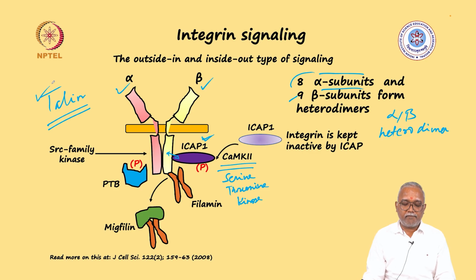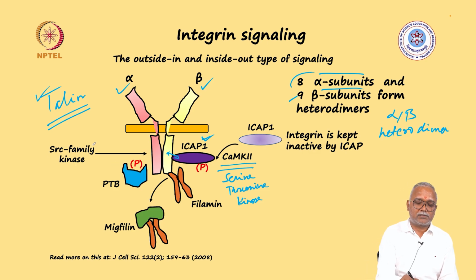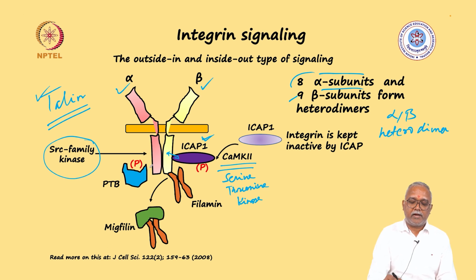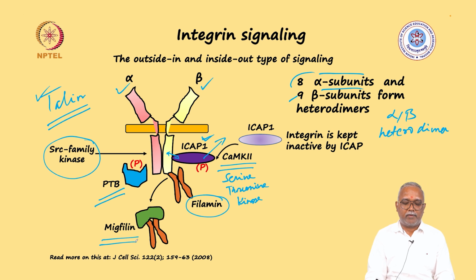This also masks the ability of talin to bind. How will this be relieved? Basically, you have the SRC family kinases which phosphorylate this receptor, and here the next set of phosphotyrosine binding domain containing proteins come and recognize this phosphorylated receptor and activate the next set of molecules, which basically involves removal of ICAP1. Another molecule called filamin is also bound to the receptor, and that needs to be removed, which is done by the molecule called migfilin.